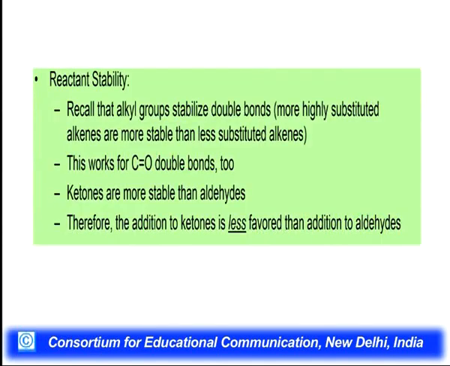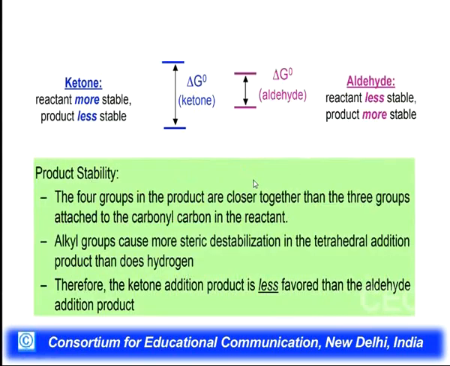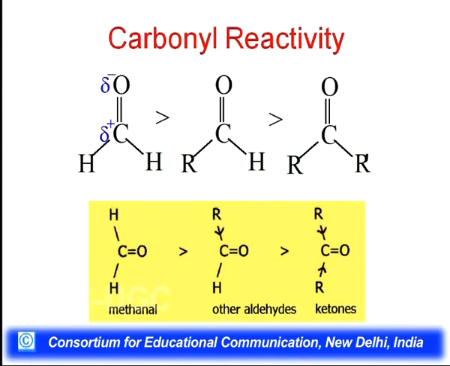For example, if we talk of an alkene, then we say that the more substituted alkene is more stable. This also works for a C double bond O, that is, ketones are more stable than aldehydes, therefore ketones are less favorable to addition reactions. Now the question is, why are ketones more stable than aldehydes?